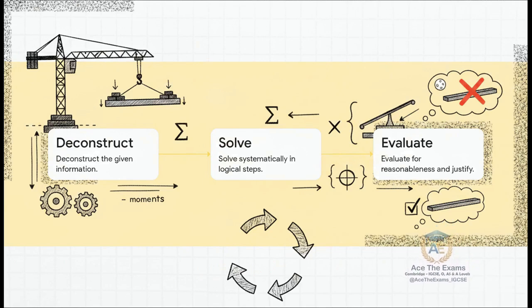Go. First, deconstruct the given info. You're identifying the counterweight and the load. Second, solve systematically. Take moments about the base of the crane. Third, evaluate for reasonableness. Look, if your calculated counterweight mass needs to be the size of the moon just to balance a standard steel girder, you've definitely made a decimal error. This cycle ensures that your logical steps actually hold up against the harsh light of exam conditions.